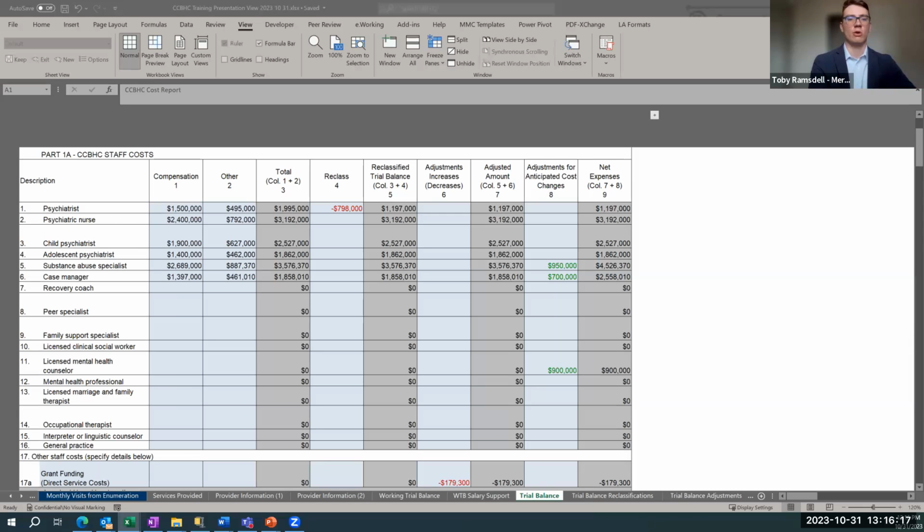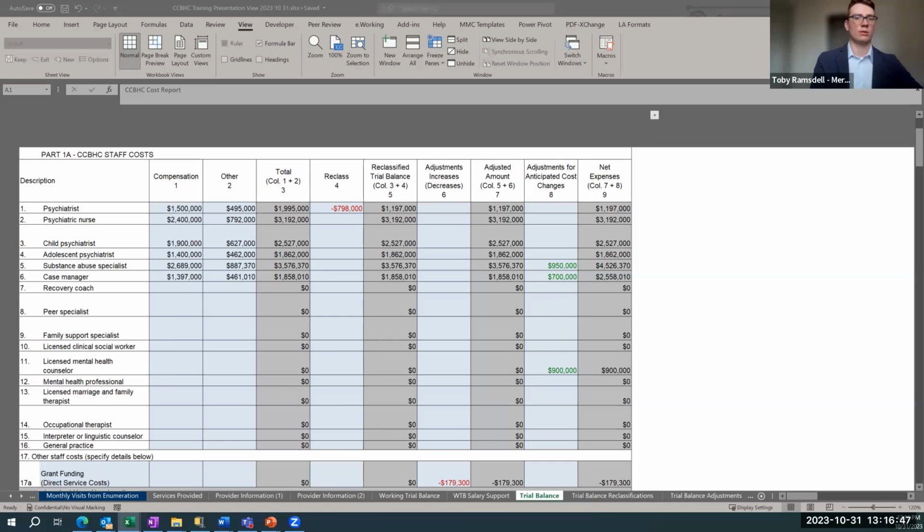So if I had hired an additional psychiatrist, for example, I would record that cost as an adjustment to column 6, because it may not be accurately captured if it happened after the audited financial statements were released. So I think that is probably what the question was getting at.